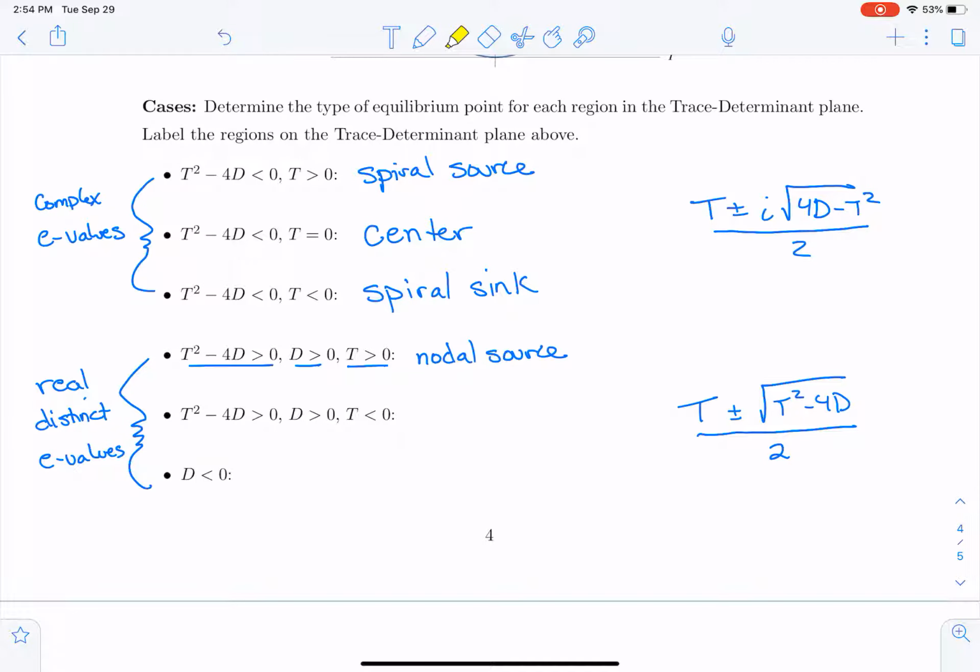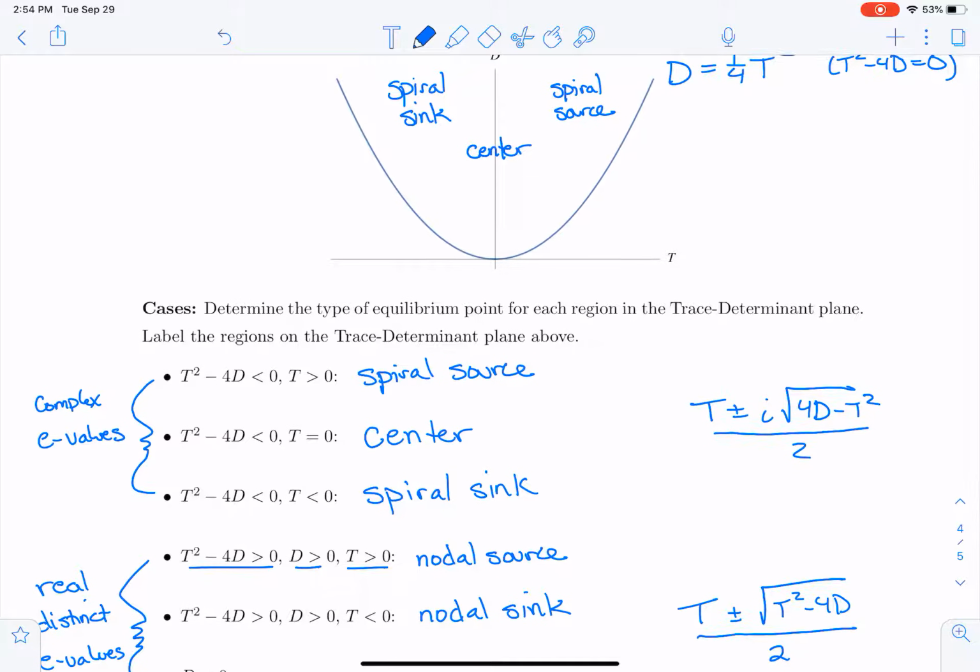Now, if t is negative, and the determinant is still positive, then I will end up with a nodal sink for the same reasons. And so what we can do is go to these regions on our trace determinant plane, and here where t is positive, but t squared minus 4d is positive, I'm going to get a nodal source. And here I'm going to get a nodal sink.